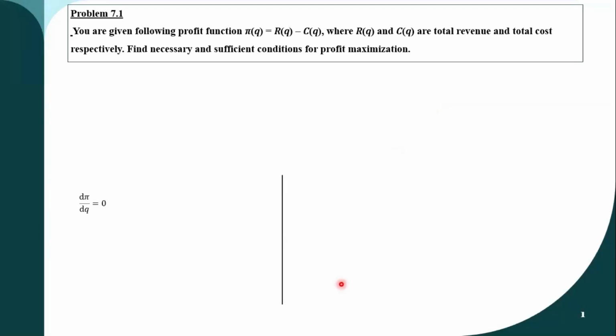So this is the first problem. The problem is: you are given the following profit function, pi equals R minus C, where R and C are total revenue and total cost respectively. Find necessary and sufficient conditions for profit maximization. Well, we need to find the first order condition, or necessary condition, and the second order condition, or sufficient condition, for profit maximization.